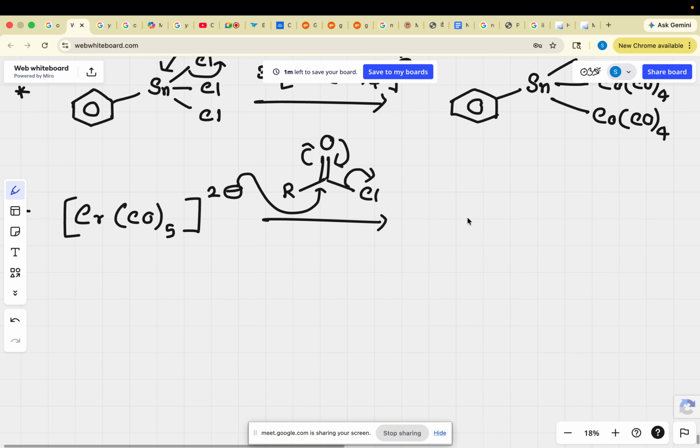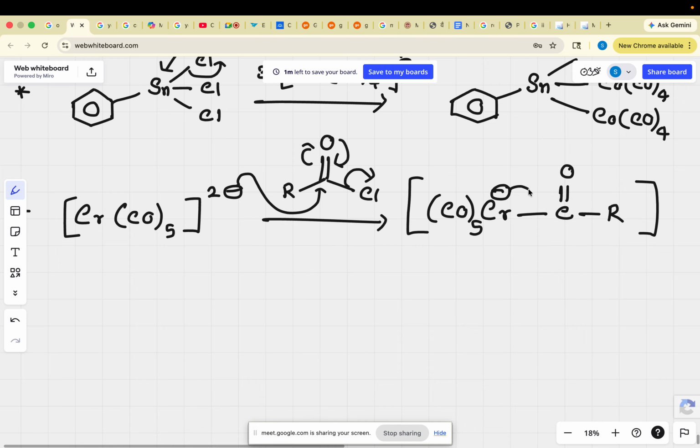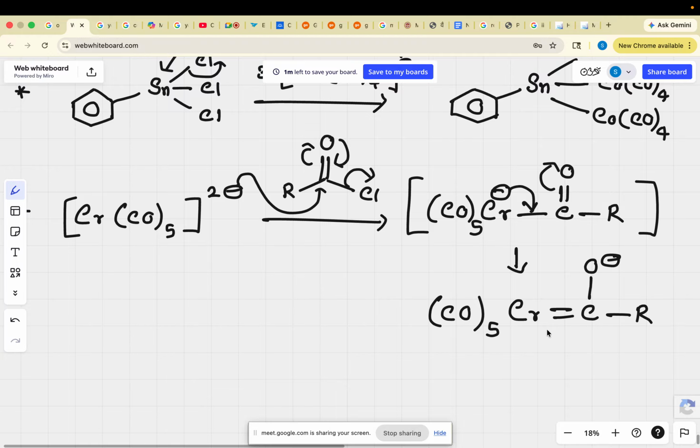So you have chromium (CO)5 already there, so chromium is now making a bond with carbon double bond O R. You have already two negative charges, out of these two one negative is making a bond, so one negative remains here. Now what will this negative do? It will do resonance. If you show the resonance, you can see it like this: (CO)5 chromium double bond carbon, oxygen is getting a negative charge, and you have one alkyl group.